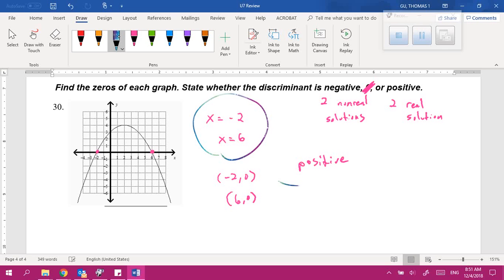So this is a really big understanding check to see if you understand what the discriminant is telling you. But yeah, you got 2 real solutions because you can see x equals -2, x equals 6, which means your discriminant is positive. And that's number 30.